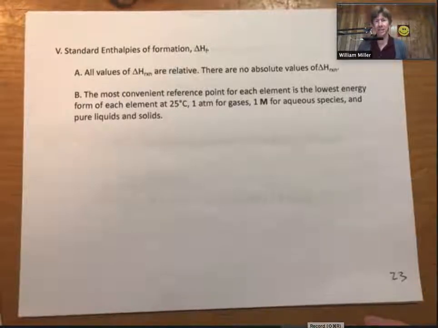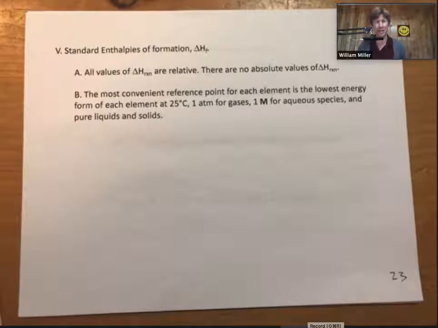Outline 7, Roman numeral 5, standard enthalpies of formation, delta HF. In the previous two parts, we've covered two ways to determine delta H reaction. One is coffee cup calorimetry, the second is using Hess's law, and the third way is to use standard enthalpies of formation, delta HF.